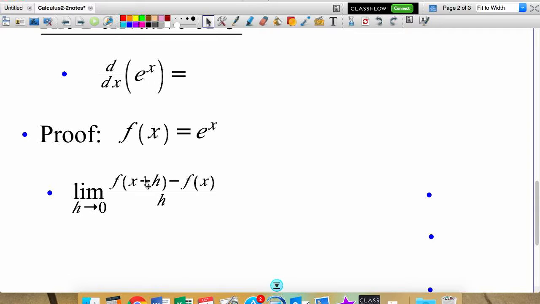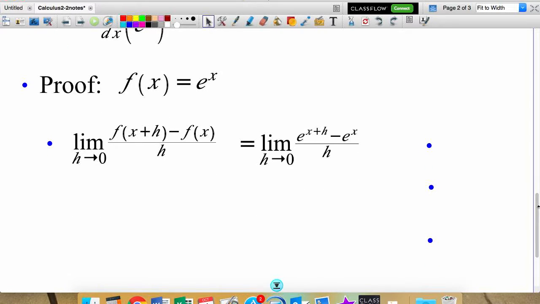All right, so let's go ahead and start. F of x plus h. If our function is e to the x, that would be e to the x plus h minus the function itself, so e to the x, all over h. So there's the definition of our derivative for e to the x. Now we're going to use our exponent rules to separate e to the x plus h into e to the x times e to the h. And this is just an exponent rule. No fancy math here.